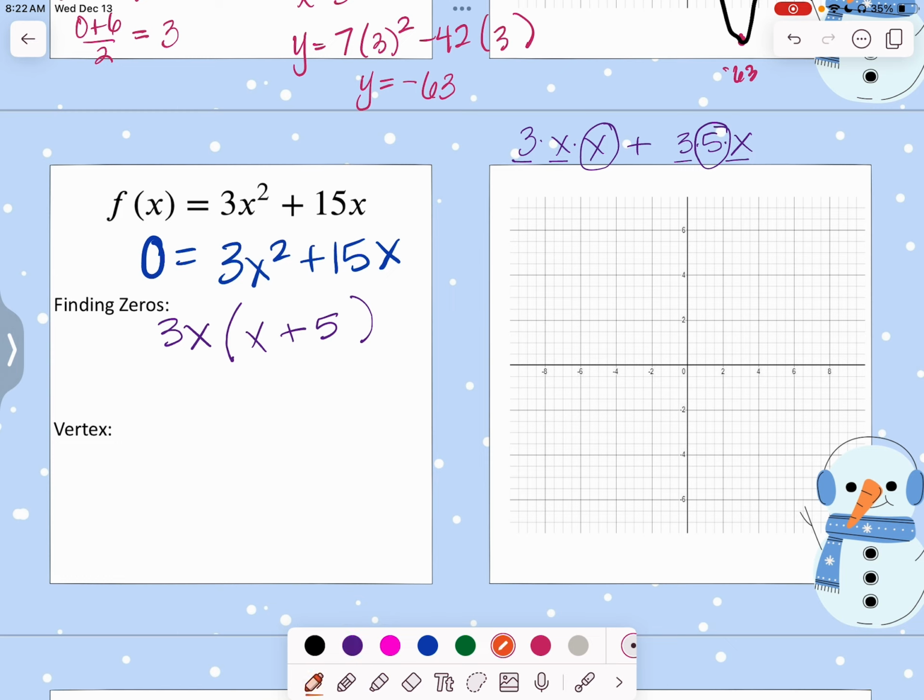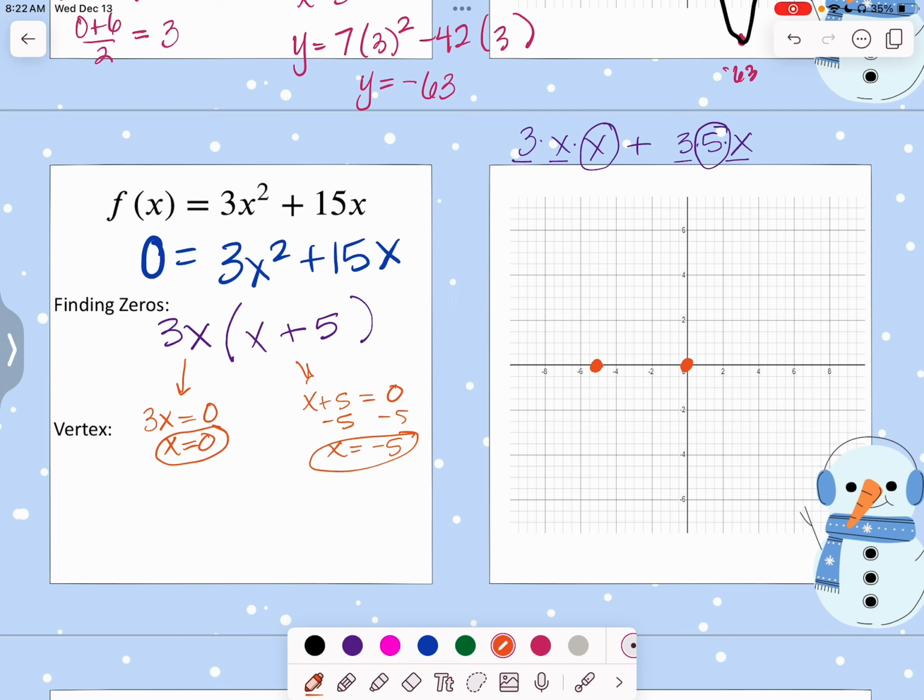After that, the next step was to set them equal to 0 and solve. So I write 3x equals 0. Okay, x equals 0 because 0 divided by 3 is 0. x plus 5 equals 0. x equals negative 5. Okay, put those right on your graph. Here's negative 5. Here's 0.